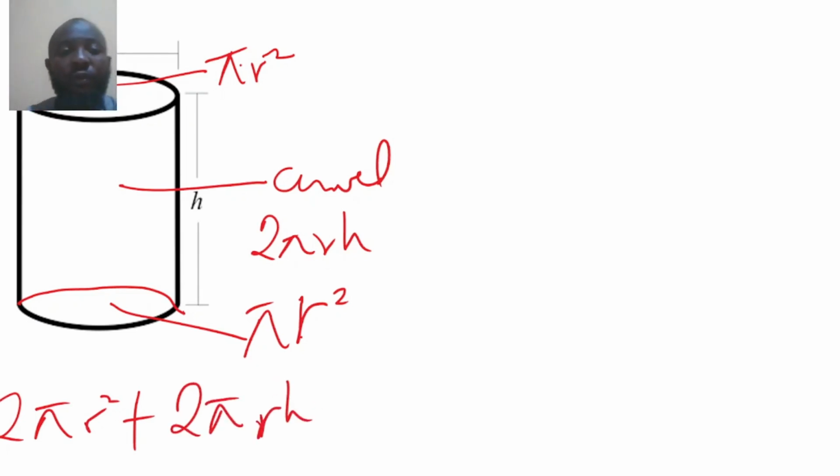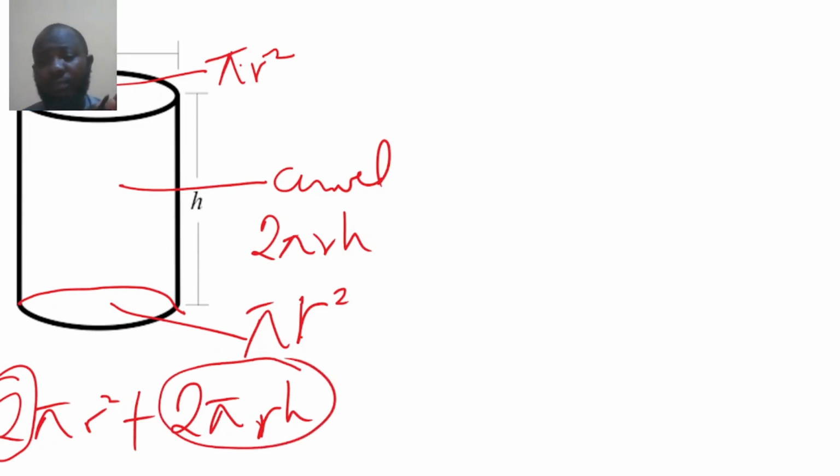If the two circular faces are covered, that is the formula, but if one is open, then these two will not both be there. It will be pi r squared plus 2 pi r h. But if the question asks you to find the curved surface area of a cylinder, this is what you are going to use. I hope I'm making sense. Please take note of this.